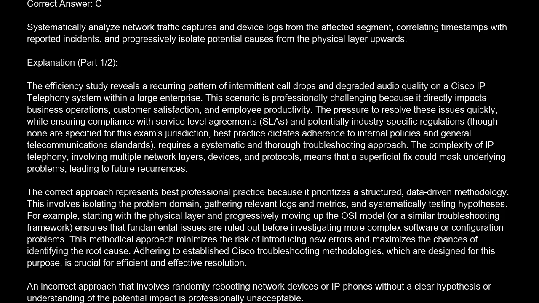The correct answer is C. Systematically analyze network traffic captures and device logs from the affected segment, correlating timestamps with reported incidents, and progressively isolate potential causes from the physical layer upwards. Explanation. The efficiency study reveals a recurring pattern of intermittent call drops and degraded audio quality on a Cisco IP telephony system within a large enterprise.